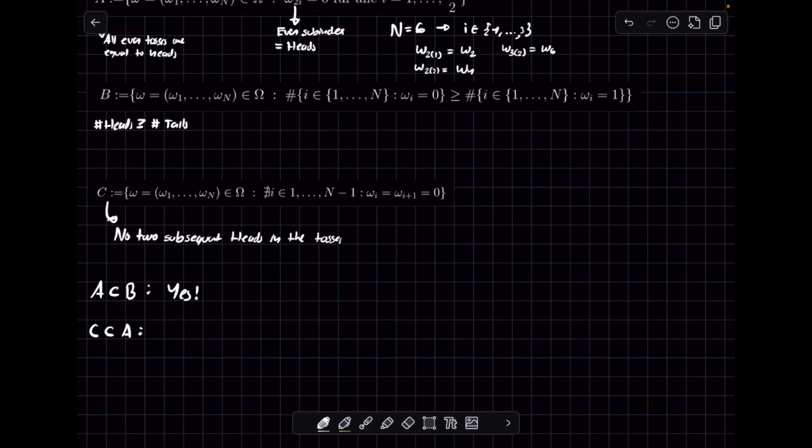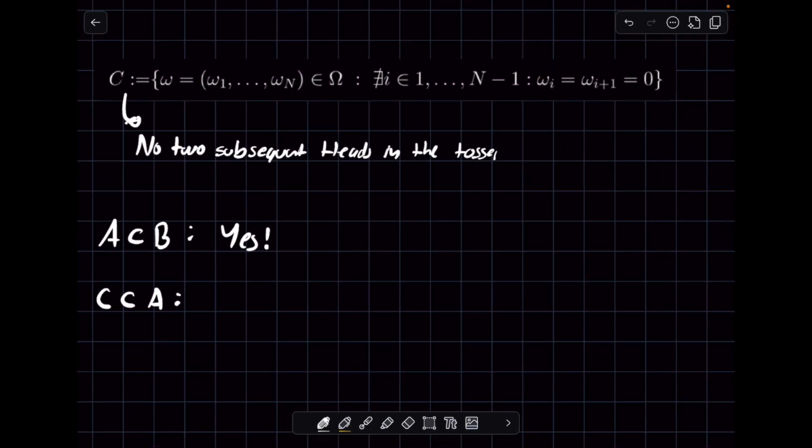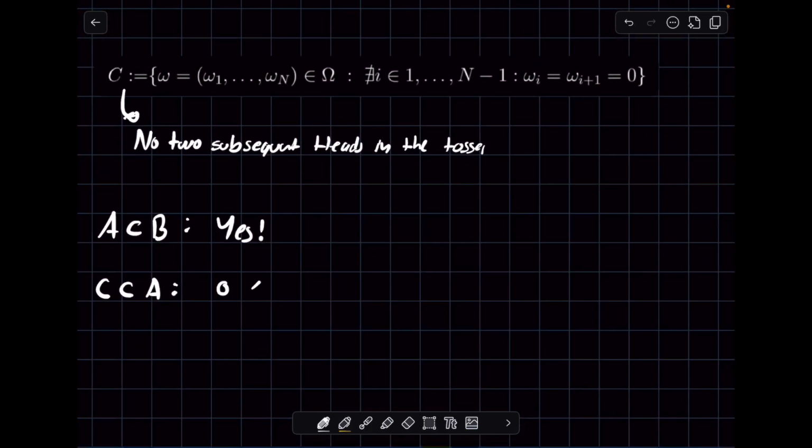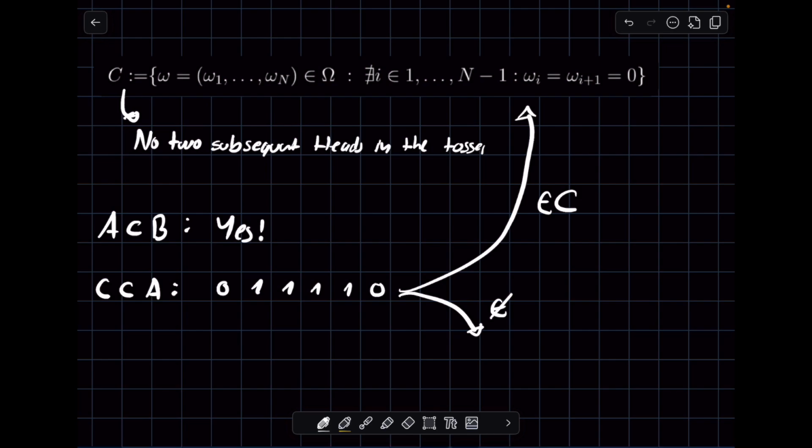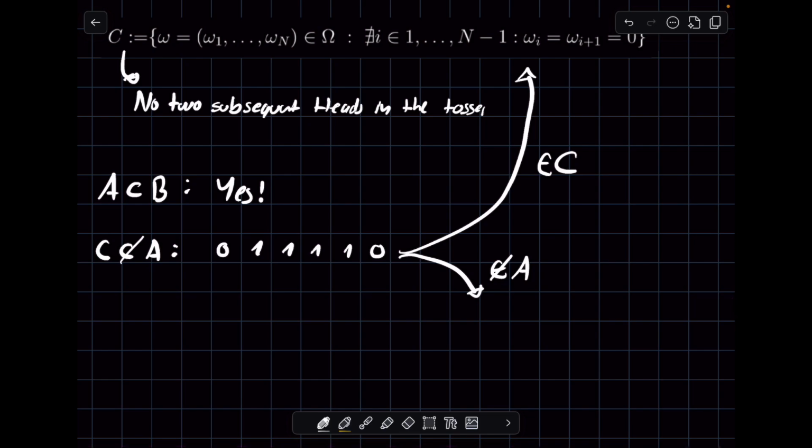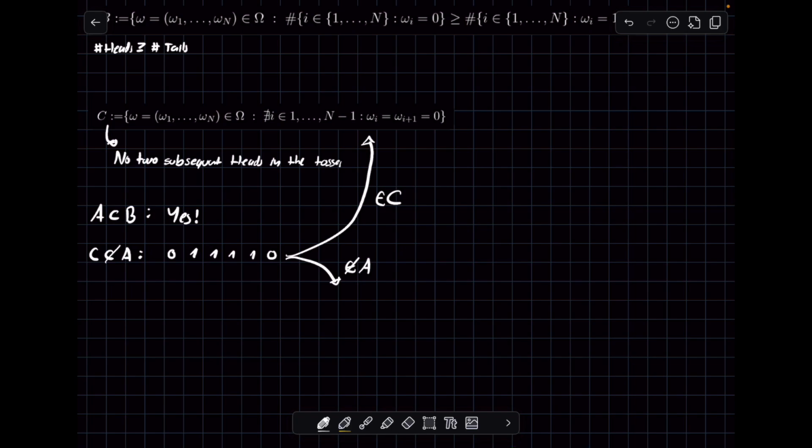Yeah. So let's take a case where there's no two subsequent heads in the tosses. So we could have, for example, 0, 1, 1, 1, 1, 0. In this case, this is actually in C, because we do not have subsequent heads, but we do have subsequent tails. And this is not in A. Therefore, C cannot be a subset of A because it has something that A doesn't. So we conclude with that.